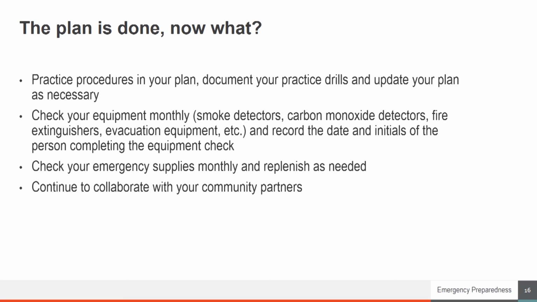If you make updates to your emergency plan, remember to indicate the revision date on the plan and let parents and community partners know about the changes as appropriate. After practicing a monthly drill, it's a good time to check smoke detectors, carbon monoxide detectors, fire extinguishers, and evacuation equipment and batteries. The record of detector, fire extinguishers, evacuation equipment checks is another tool you can use to document all of this. Check your emergency supplies monthly and replenish as needed.